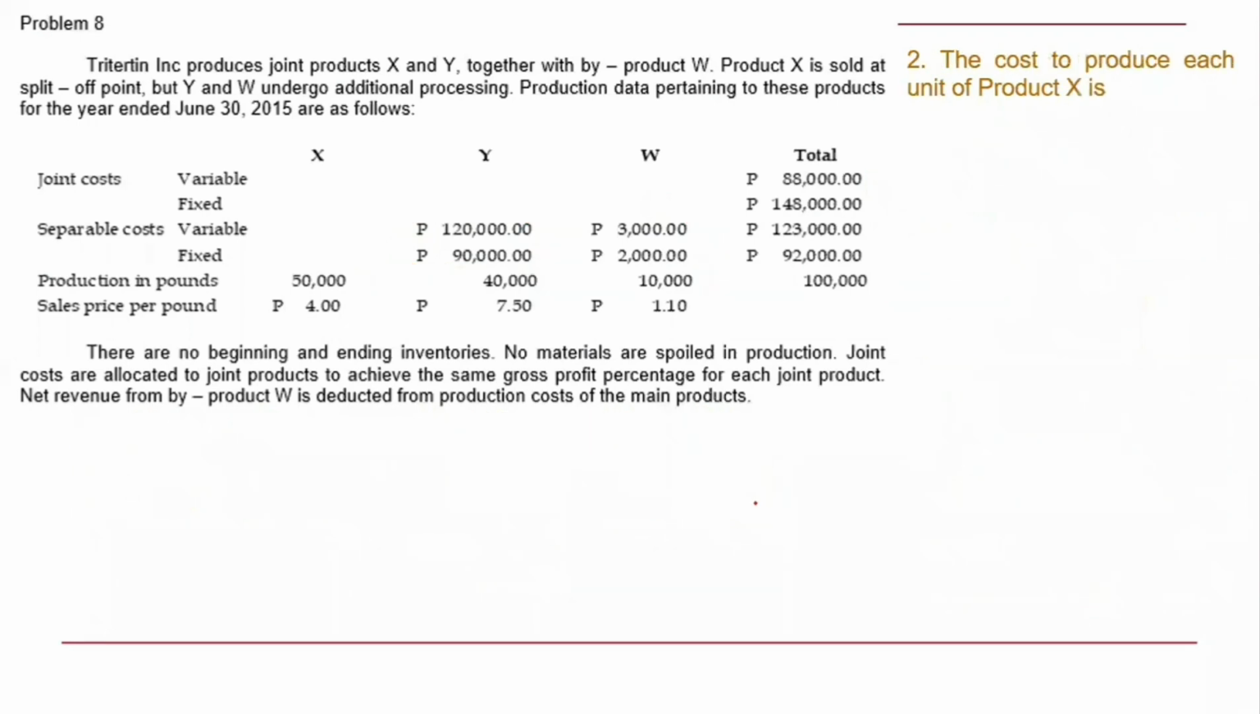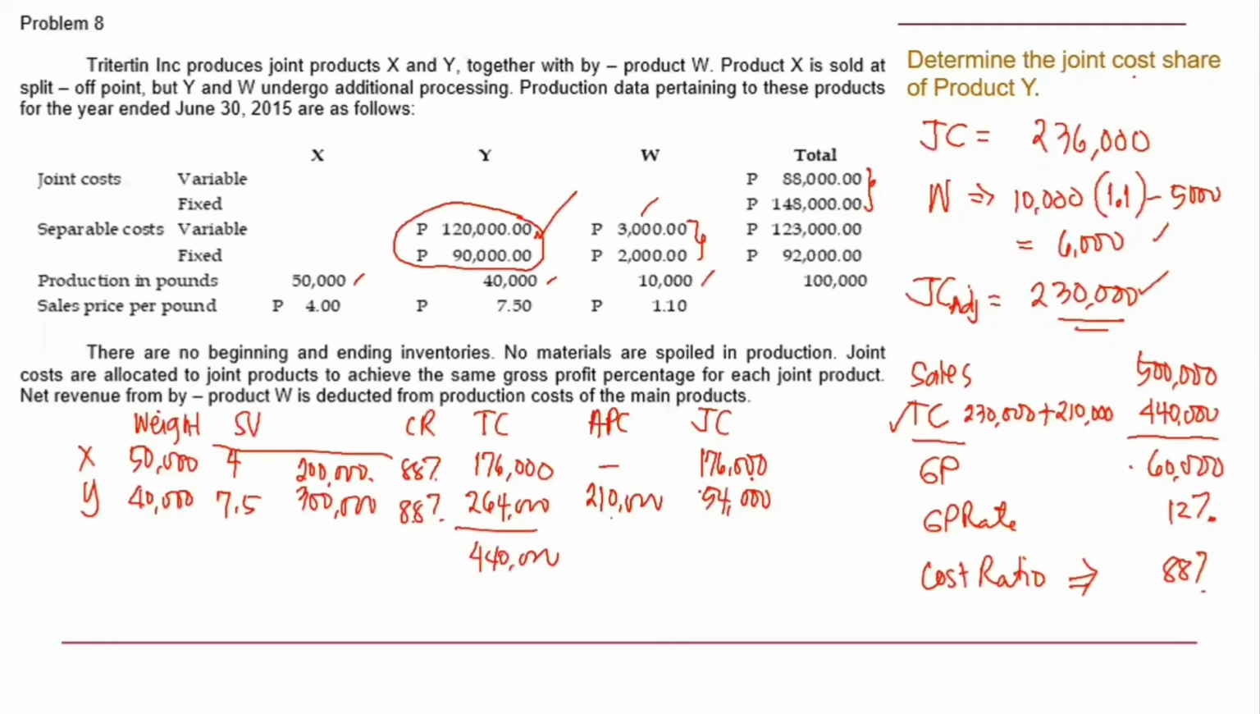Tanong sabi rito, the cost to produce each unit of product X. Balik na tayo sa slide na to. Unit cost pala ang tinatanong. Hindi mo na kailangan mag-solve pa uli na total cost plus APC kasi actually residual na nga yung joint cost. Kaya itong total cost na mismo. So 176 divided by, ilan po ba? 50,000. So the answer is 3.52 per pound. Yan ang ating unit cost of product X. Kunin na rin natin si product Y.